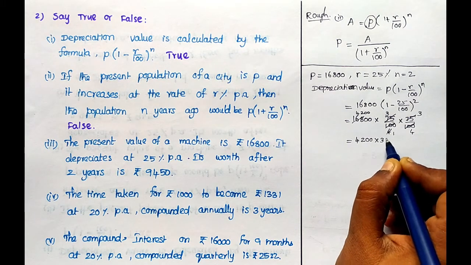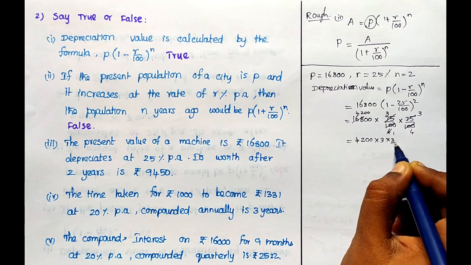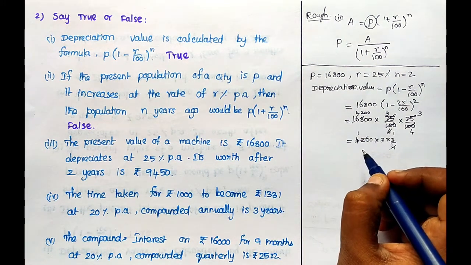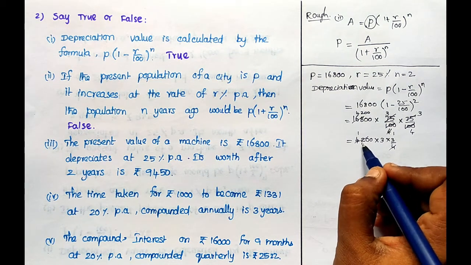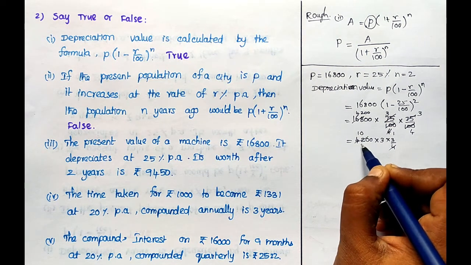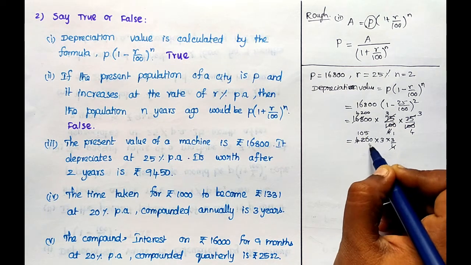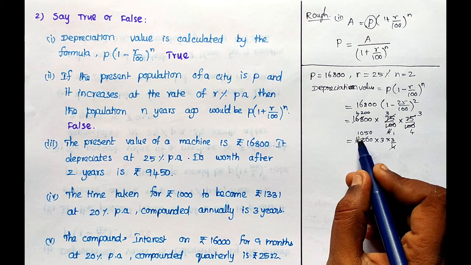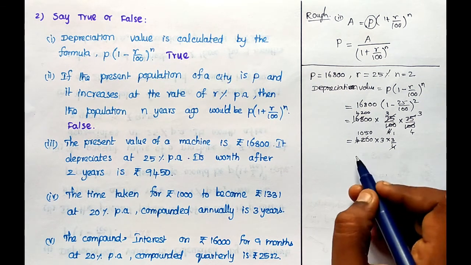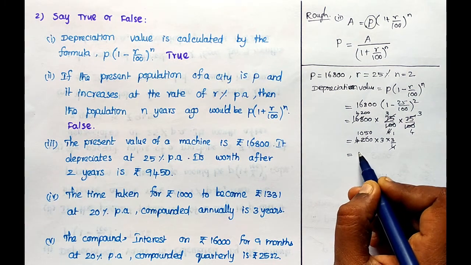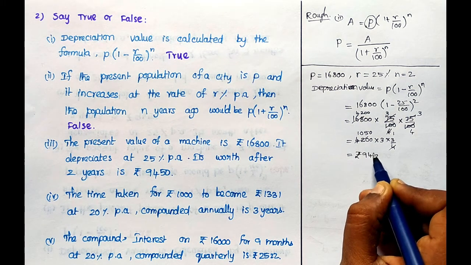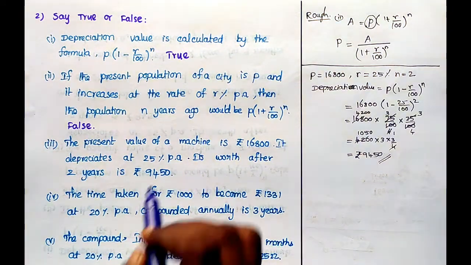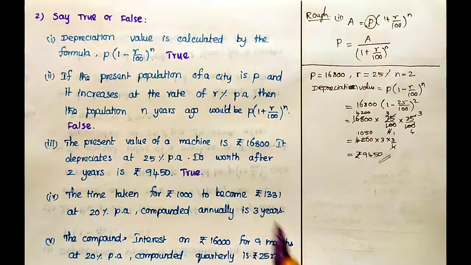4200 into 3 into 3 by 4. Again fourth table. 4 1 is 4. Here, 10 fours are 40, balance 2, 25 times. Put the 0, that means 1050. Multiply this 1050 into 3 into 3. We get how much? 9450. They have given also 9450. So that is a true statement.